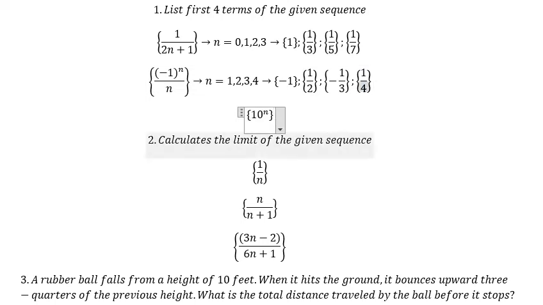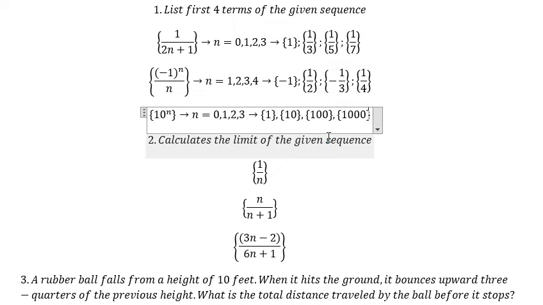The next one, I will put n equal to 0, 1, 2, 3. So the first one you get 1. The next one you get 10. The next one you get 100. And the last one you get 1000. And this is the answer.